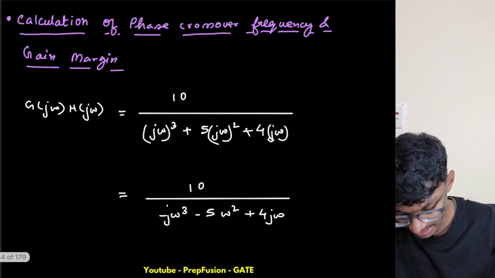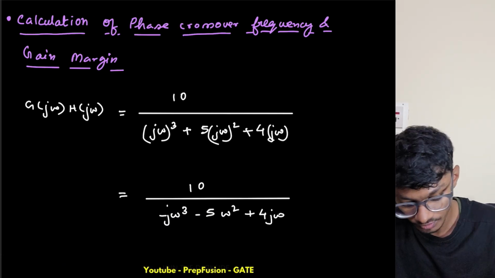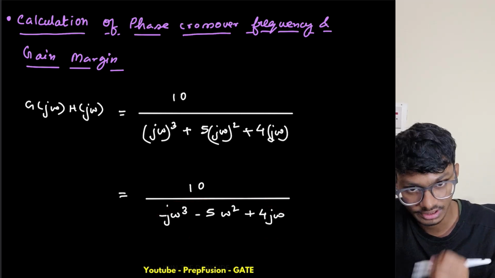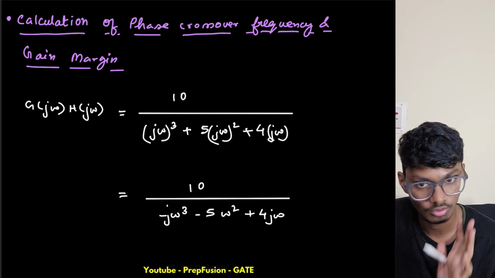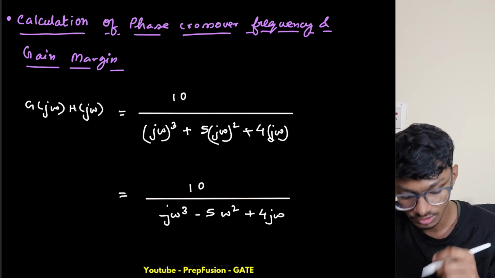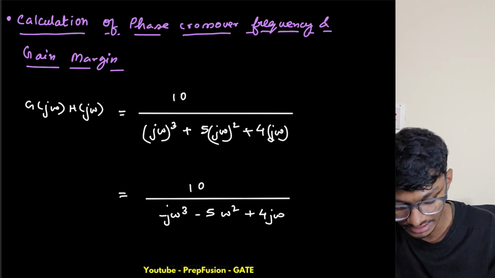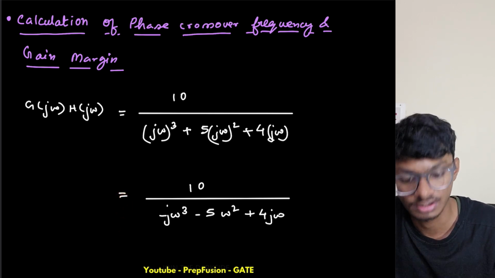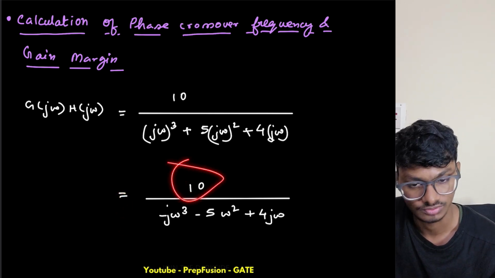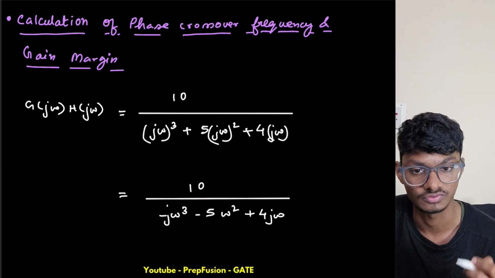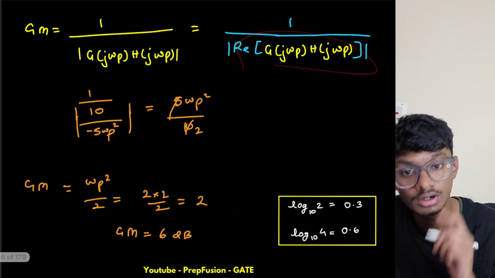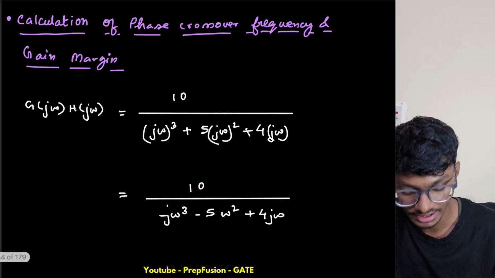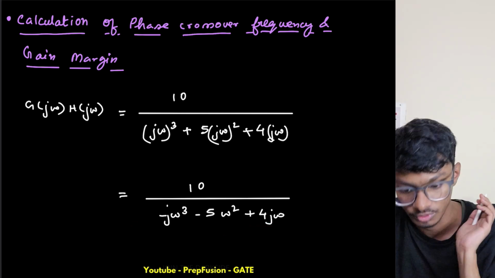But for the phase crossover frequency, I'm making the imaginary component 0. To make the imaginary component 0, I'm just taking the denominator. But for the real component I'm considering the numerator also. In the numerator I don't have any imaginary component, that's why I can ignore it there. But in the real part, the numerator has a real component, so I can't simply ignore it during the real part of G(jω)H(jω). Here I ignored the numerator because my imaginary components are present only in the denominator. Hence I am concerned with only the denominator. I hope you got the point.